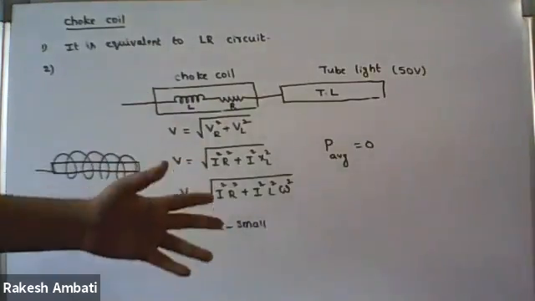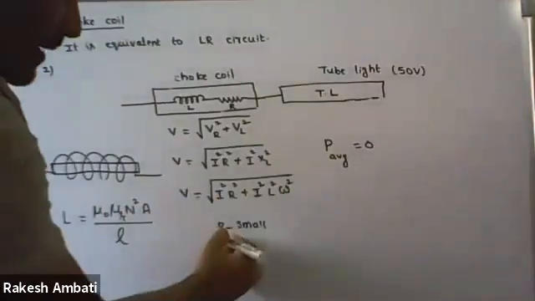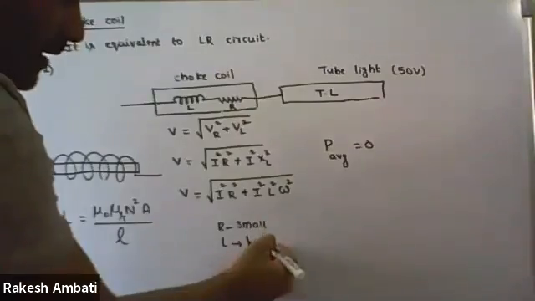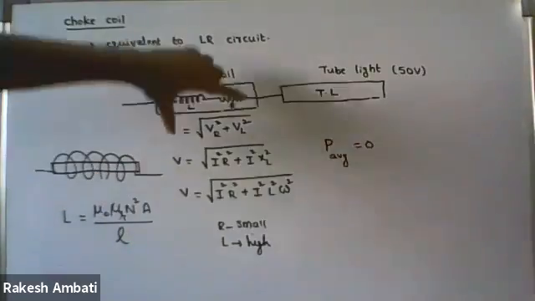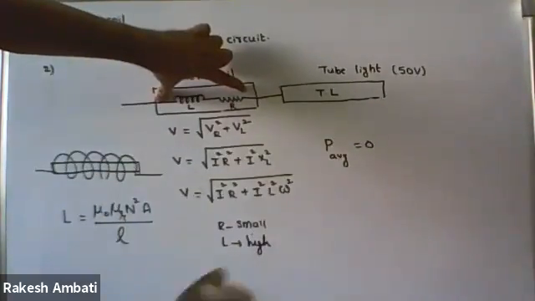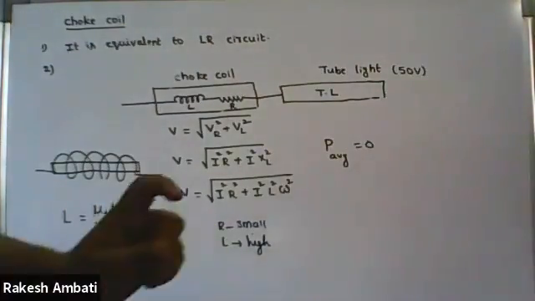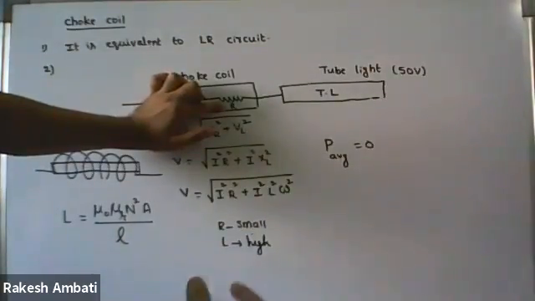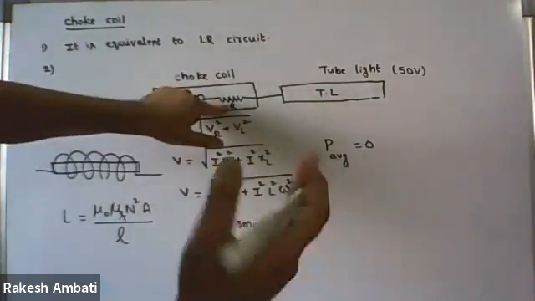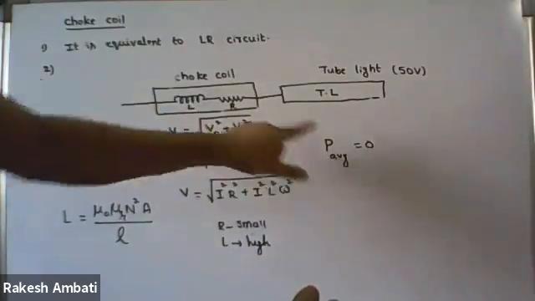Okay, so in the case of a good choke coil, don't write, I will explain. In a good choke coil, resistance is small and inductance is high. If resistance is small across the choke coil, how much power loss takes place? Nearly equal to 0, a very small amount of power loss. If it is the ideal choke coil, then what is the resistance? 0. If resistance is 0, no power loss, and across the inductor there will be no power loss.